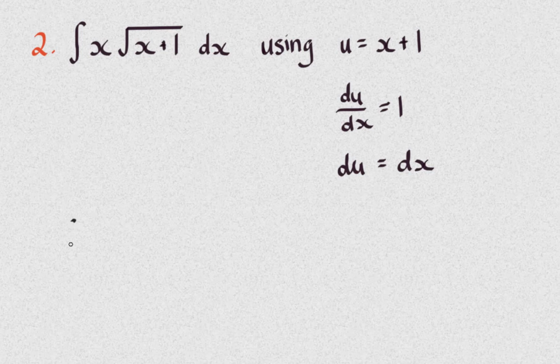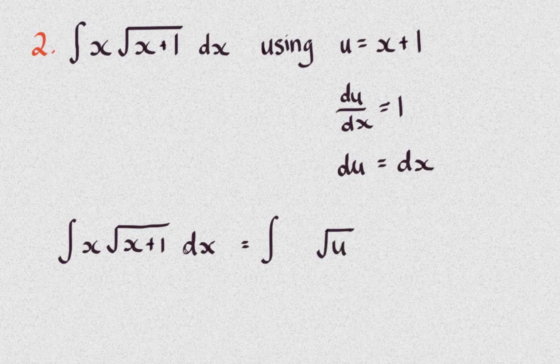So let's go ahead and rewrite our original integral, and let's replace what we can. x plus 1 is going to be replaced with u. And dx, well, we just saw that that is equal to du. But what about x? See, in our first example, it worked out really nicely. But this one, how are we going to replace the x?